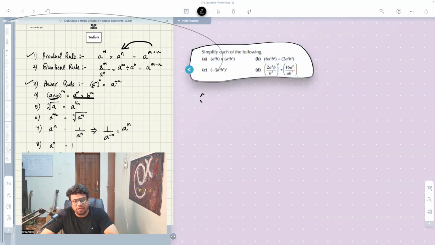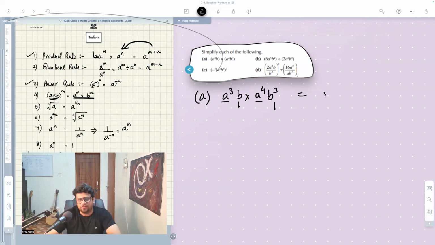For part a, a cubed b, a to the power of 4, b to the power of 3 multiplied, you simply add the powers on a and the powers on b, because that is what it says in the product rule. So it's going to be a very simple a to the power of 7, b to the power of 4.